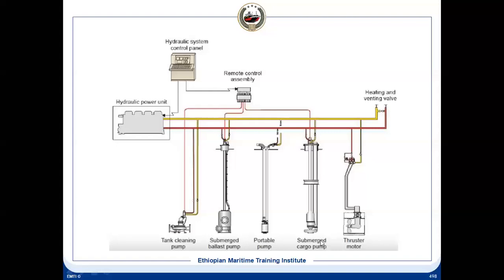And there is the submerged ballast pump, as well as the cargo pump; a portable pump can also be used. Then you have the tank cleaning pump, which can also be operated hydraulically. And this is the hydraulic power pack. And this is the control station, which is in the CCR, so that all the equipment can be operated together.